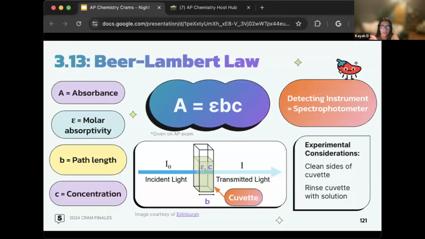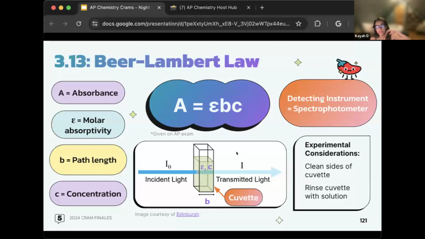The sides of the cuvette have to be clean, and rinsed with a solution to ensure clarity. As you pass incident light through the cuvette, you get transmitted light, and B is the path length, or the width of the cuvette. This helps you determine the molar absorbivity as well as the concentration and other things. And this formula is given on the AP exam.